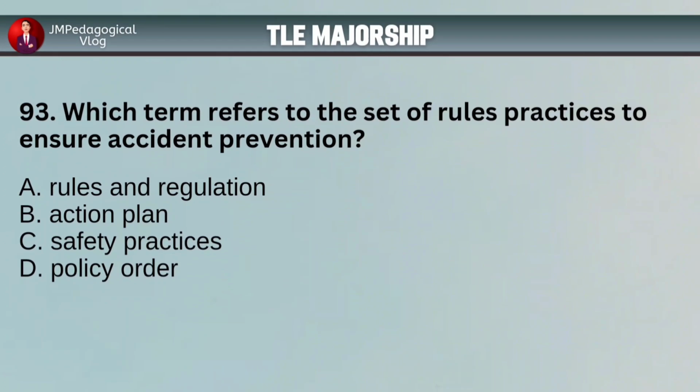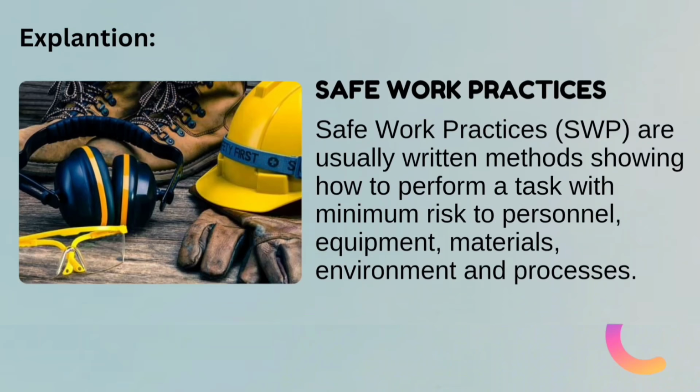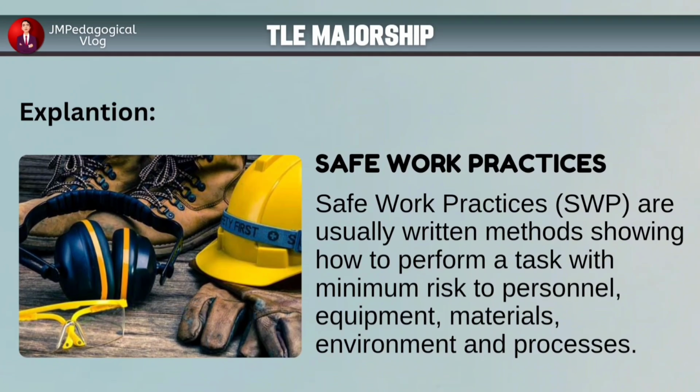93. Which term refers to the set of rules and practices to ensure accident prevention? A. Rules and regulation. B. Action plan. C. Safety practices. D. Policy order. C. Safety practices. Explanation. Safe work practices (SWP) are usually written methods showing how to perform a task with minimum risk to personnel, equipment, materials, environment and processes.